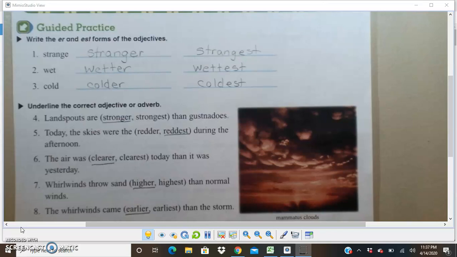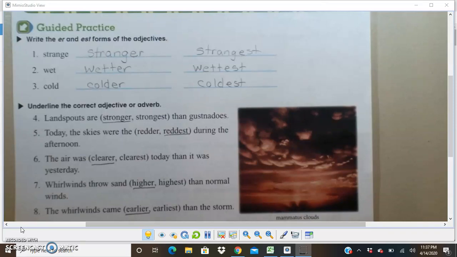So it's going to be the reddest because it's more than two different skies. It's the skies of that whole afternoon, so it's going to be an EST because it's three or more than two. Number 6, the air was clearer or clearest today than it was yesterday. Well, in this sentence, you're only comparing two things: the air from yesterday compared to today, so it's going to be an ER ending.